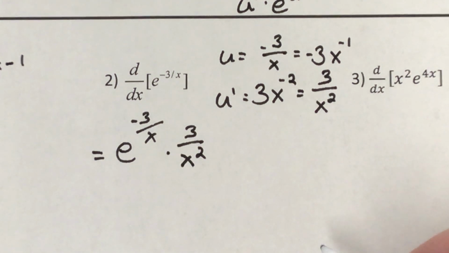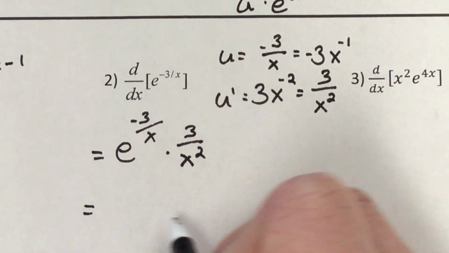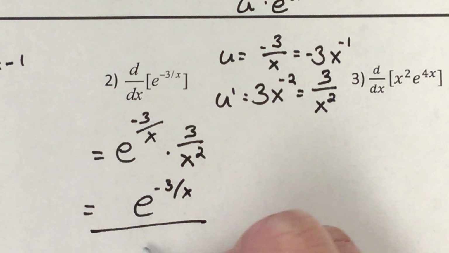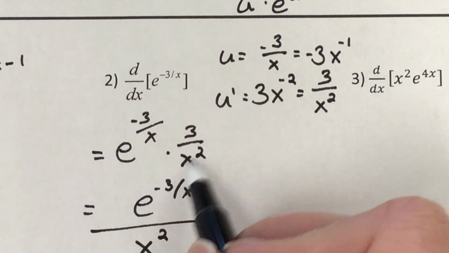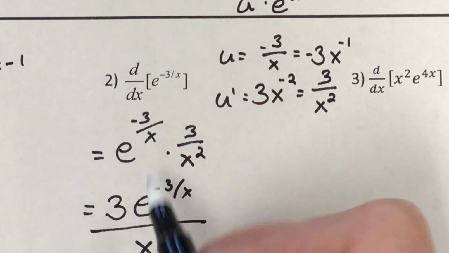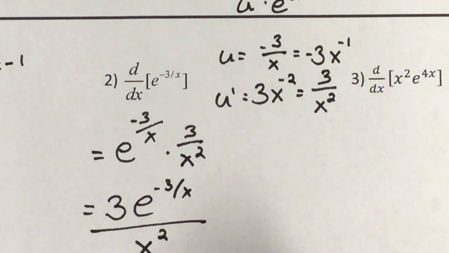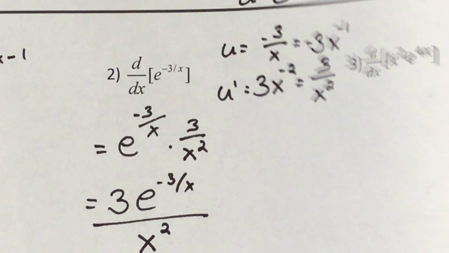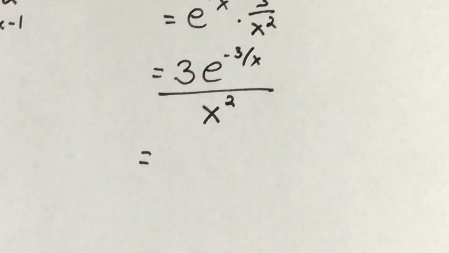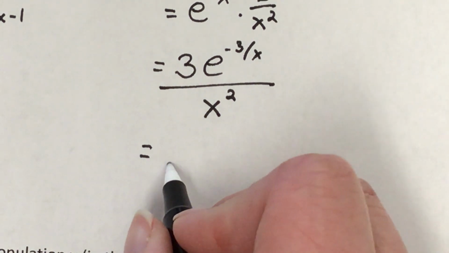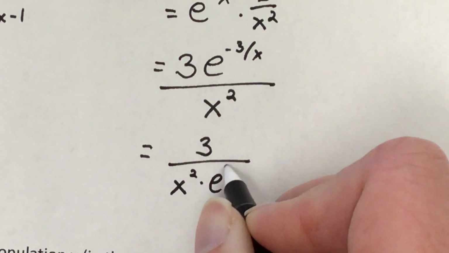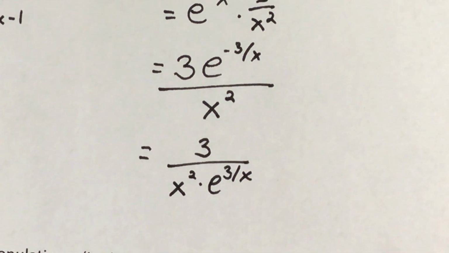There's maybe some better ways to write this. I'm going to put e to the negative 3 over x over the x squared, right? Put the x squared on the bottom, and then just put the 3 in the front. You might also notice that e has a negative exponent and decide that you really want to put that e in the denominator and give it a positive exponent. So let's try that. This would equal 3 over x squared times e to the 3 over x.